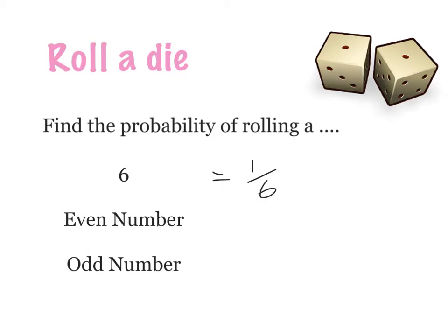Now let's look at the probability of an even number. Well, we have the choice between 2, 4 and 6. So that gives us a probability of 3 in 6. And again then, the probability of an odd number is 1, 3 or 5. So that's going to be 3 in 6. And they both break down into 1/2.